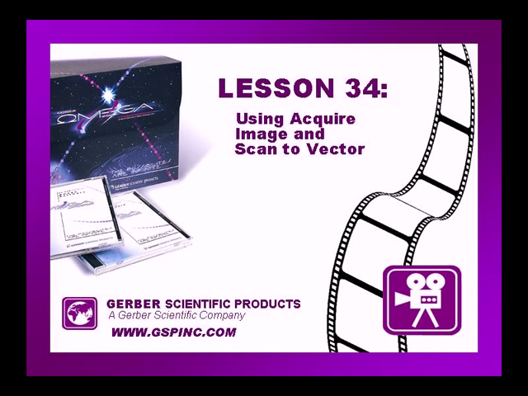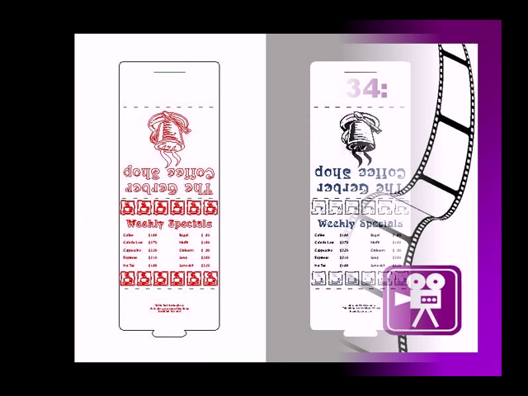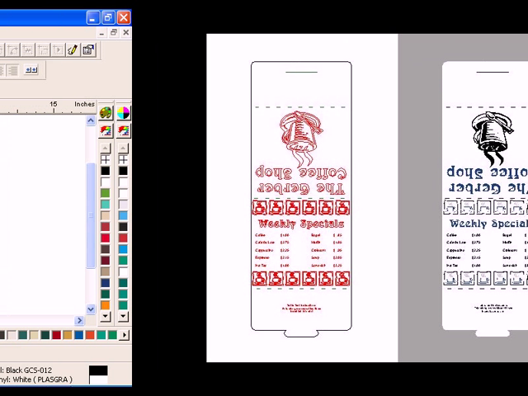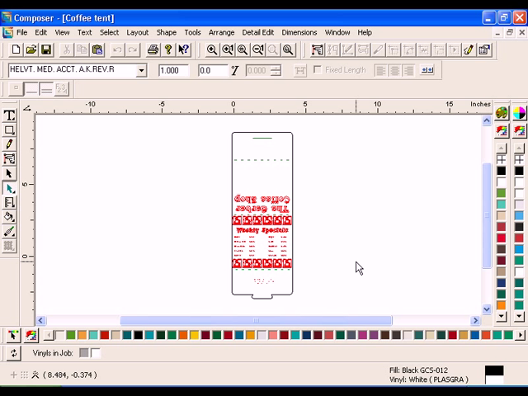This tutorial shows the step-by-step instructions for this lesson in the Omega Learning Guide. At the end of this lesson, your job should look something like this. To begin, you will need to open the file you saved at the end of the previous lesson.